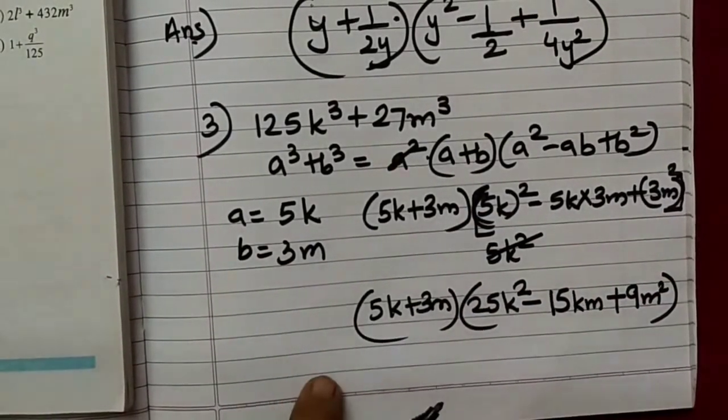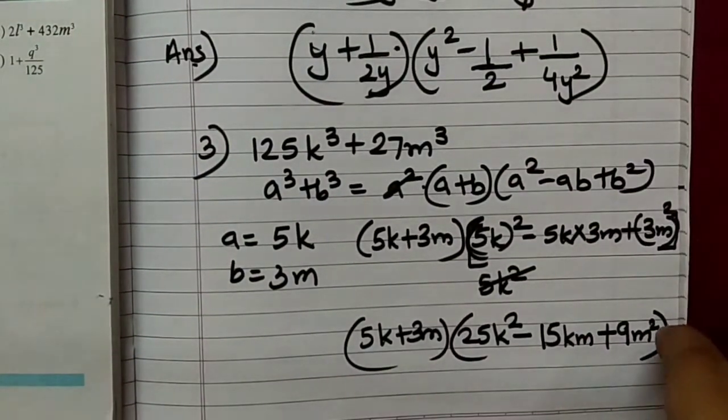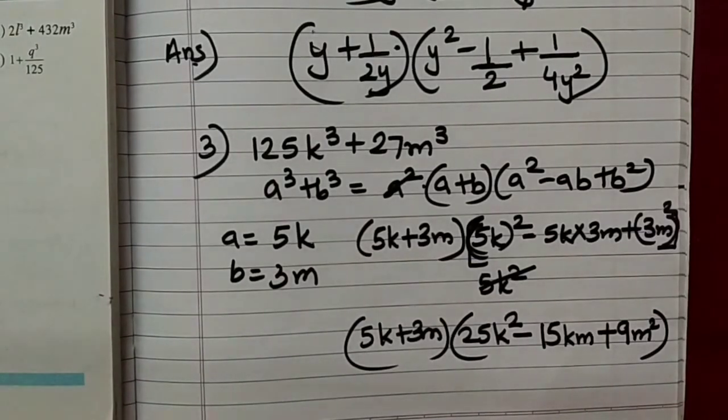So we have done two sums, sum number 6 and sum number 3 of practice set 6.2. The remaining sums you will do for homework.